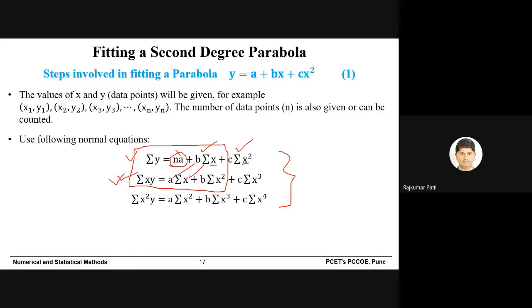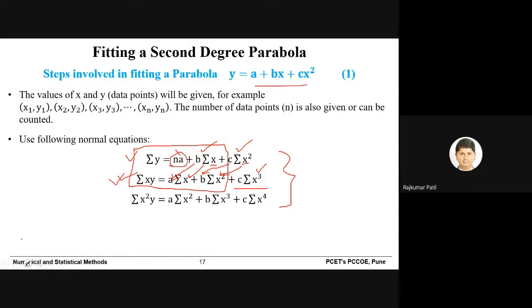So instead of b there is a and summation x is there. Again here instead of c it is b and summation x square is there, and plus you will see c summation x cube. This additional term will be there when there are three unknowns.